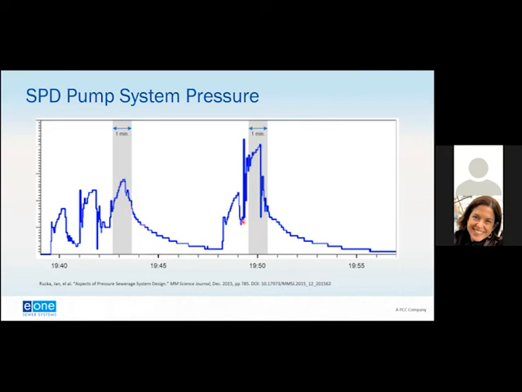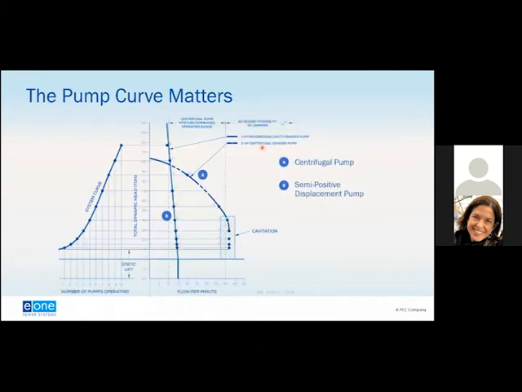And these are changes. These lines are the total dynamic head. So you have that variance within the system. So that's why, going back to this curve, where we say the pump curve matters, where you have your total dynamic head, these horizontal lines here are pump operations. So as more pumps come on, your total dynamic head is going to go up.